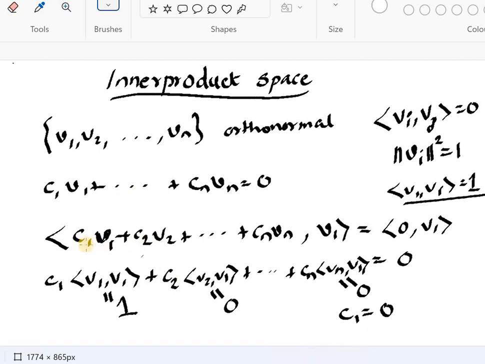Now to get c2 equal to 0, what you have to do is, instead of taking inner product with v1, you take inner product with v2 and you get c2 equal to 0, etc. You can show that all the scalars c1, c2, etc., cn are becoming 0. Whenever the linear combination is 0, all the scalars are becoming 0. Therefore, the collection is linearly independent. Thus, you can show that a collection of orthonormal vectors is always a linearly independent collection.